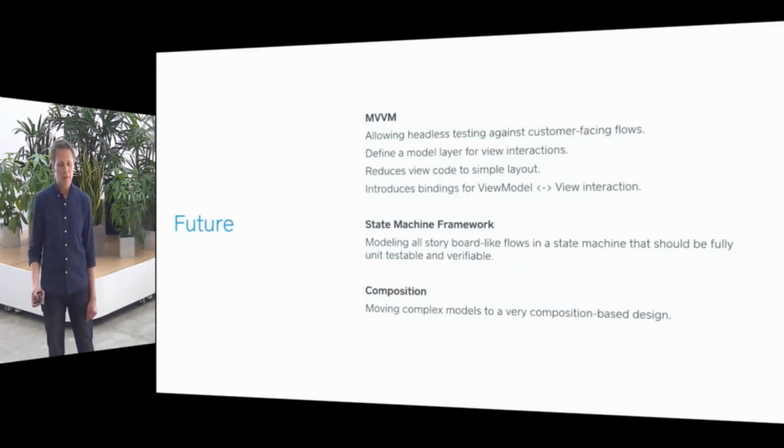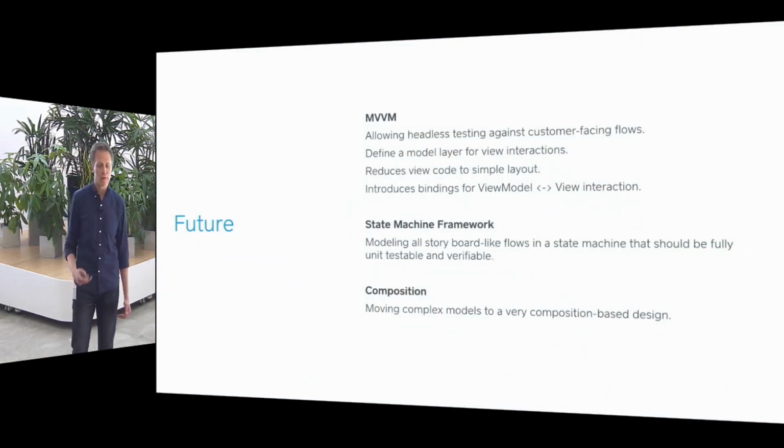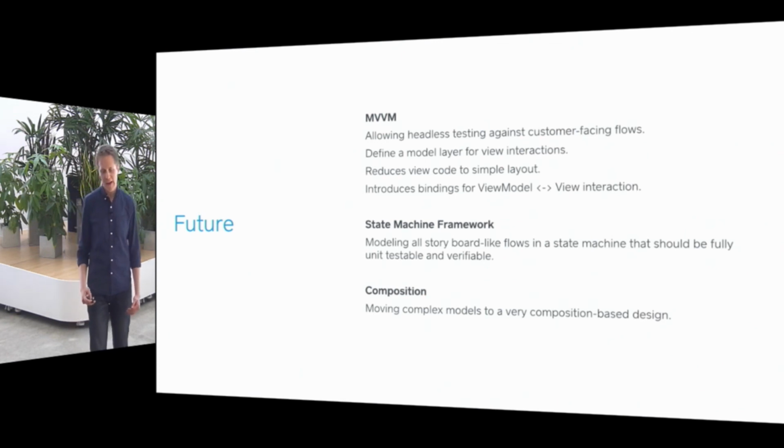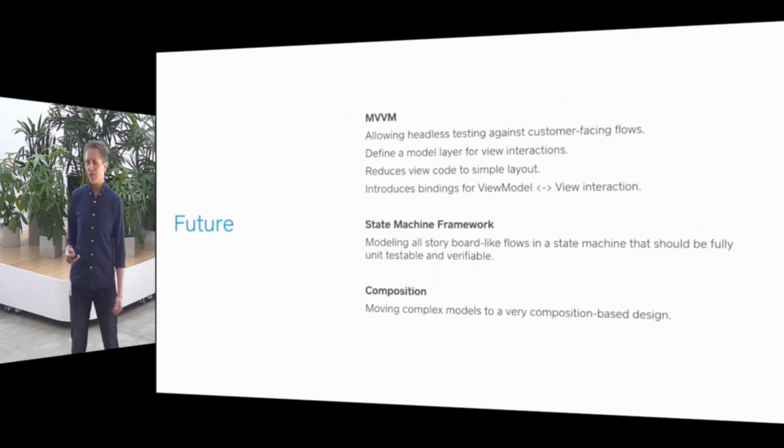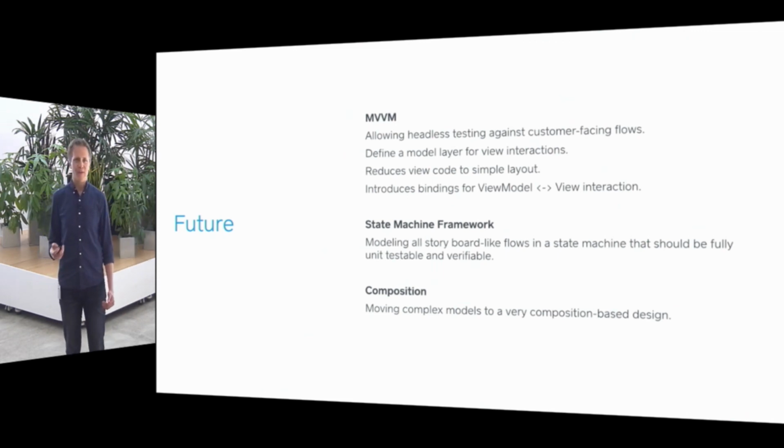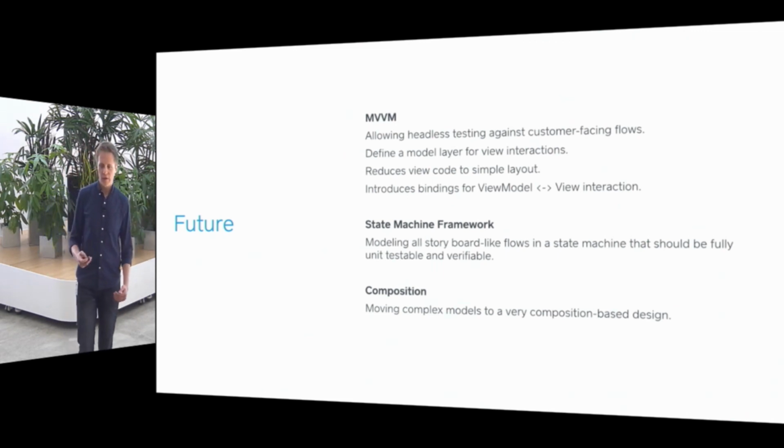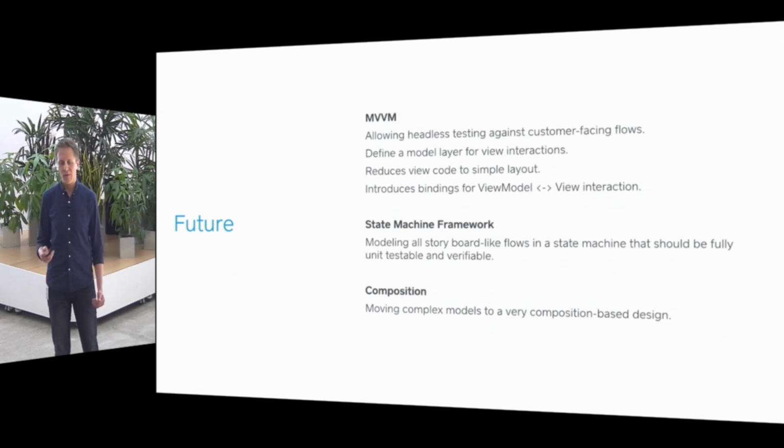So MVVM, for those of you that don't know, is Model View ViewModel, and it's essentially a riff on the traditional MVC. It introduces a third, I guess fourth, component called the view model, which is essentially a bespoke one-off model that represents the state of your view.